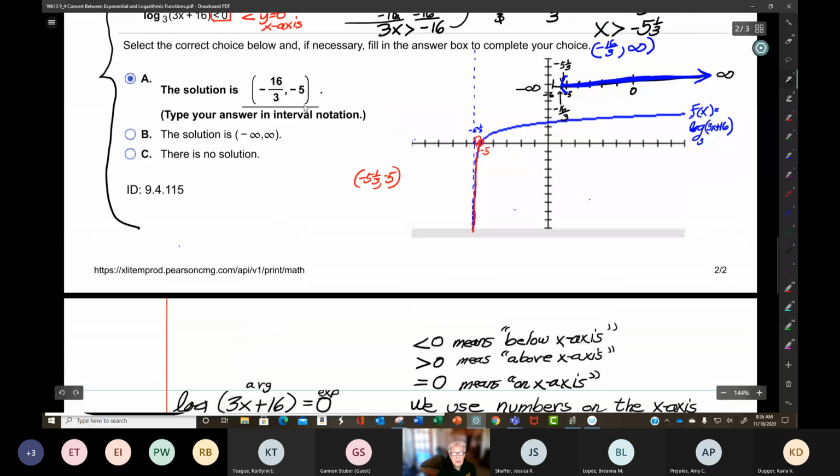So now you know that for that little space right in there, that is where the graph is below the x-axis. And so by all means, write it this way. Don't say 5 1/3. This is what you think, because it makes more sense. You can use that information, but this is what you write.